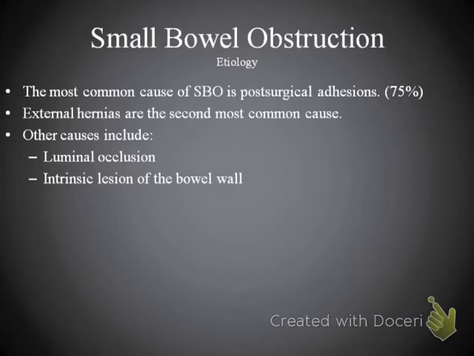Also, external hernias are the second most common cause. Other causes include luminal occlusion and intrinsic lesions of the bowel wall. And this is very interesting because this study says that external hernias are the second most common cause, whereas Crohn's disease and malignancies were considered the second and third cause previously. We're really not going to focus on what the second or third cause is. We just want to know that the most common cause is surgical adhesions, and then we have a host of other things that can cause it as well.